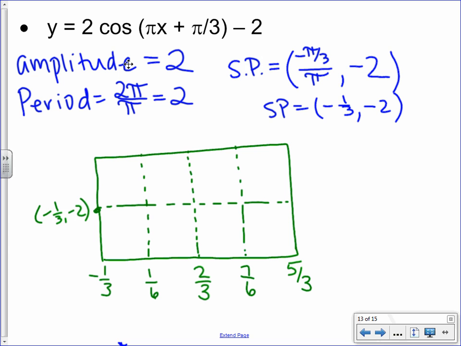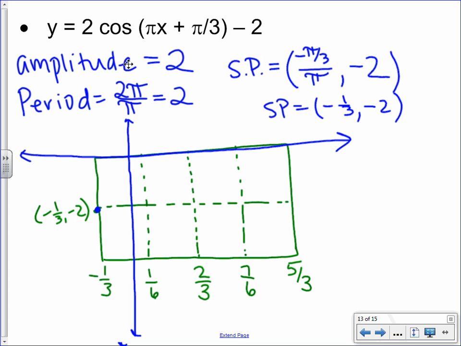So this means that our y-axis is here, and our x-axis is here. Our starting point was here at negative 2, and our amplitude is 2, so our frame stretched all the way up to the x-axis. Now we get to plot our points.